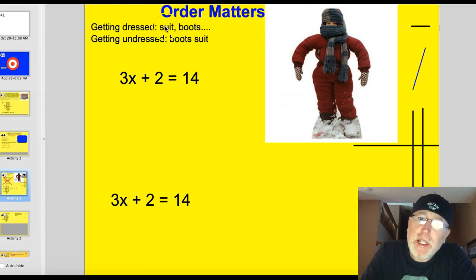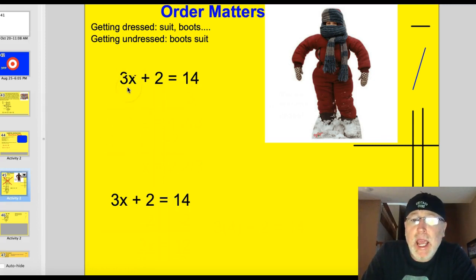When this kid got dressed, he put on his suit and then he put on his boots, right? Plus all the other junk. But when getting undressed, he has to take his boots off before he takes his suit off, right? So you have to change the order a little bit. So order matters in these problems as well. When you look at this equation here, we've got addition and multiplication. How we solve this, the order matters.